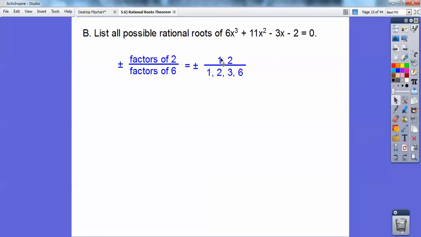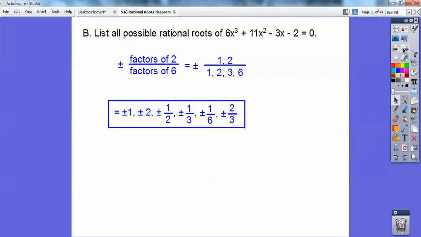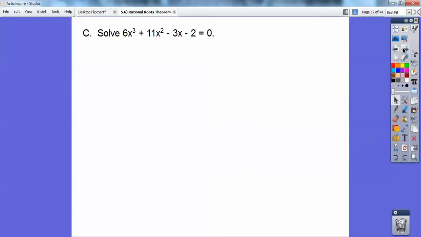So 1 over 1, 1 over 2, 1 over 3, 1 over 6, 2 over 1, 2 over 2, which is 1, and I already got that. 2 over 3, and 2 over 6, which is 1/3, and I already got that. So plus or minus all those. Those are the only box numbers I would try, and I'm looking for zeros.